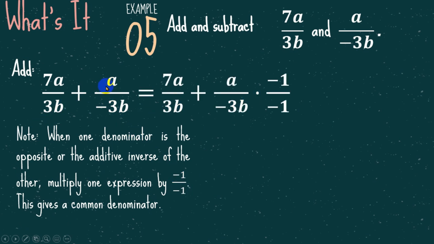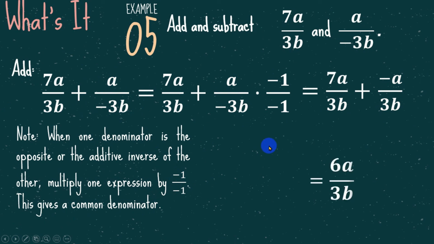So, try na natin i-multiply yan dito sa pangalawa. So, a times negative 1, that is negative a. Negative 3b times negative 1, we have positive 3b. So, ito na yung naging result niya. Combine natin ang numerator, 7a plus negative a. So, magkaiba ng sign. Subtract the absolute value. Then, cancel out common factor.